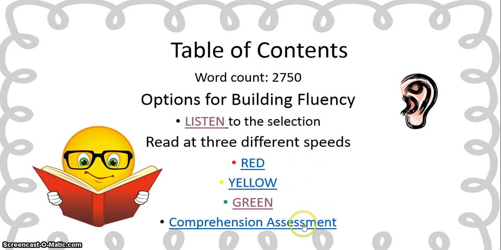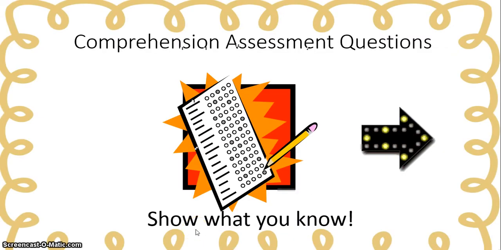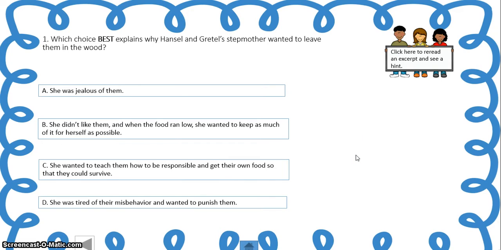Let's take a look at the comprehension assessment. I've noticed that the questions on the test are becoming more and more challenging. The college and career level of assessments have the students thinking at a higher level. For that reason, I knew that I needed to model my questions after those types of assessments. So for example, my first question says, which choice best explains why Hansel and Gretel's stepmother wanted to leave them in the wood?